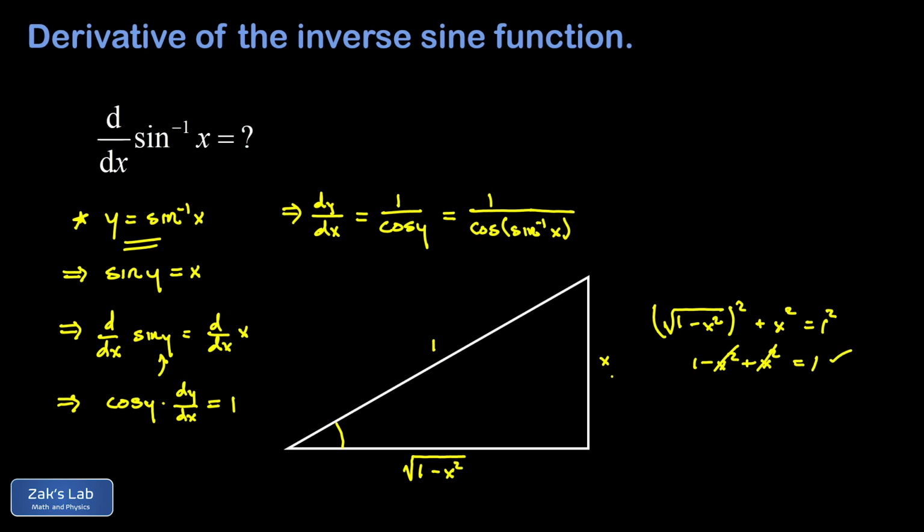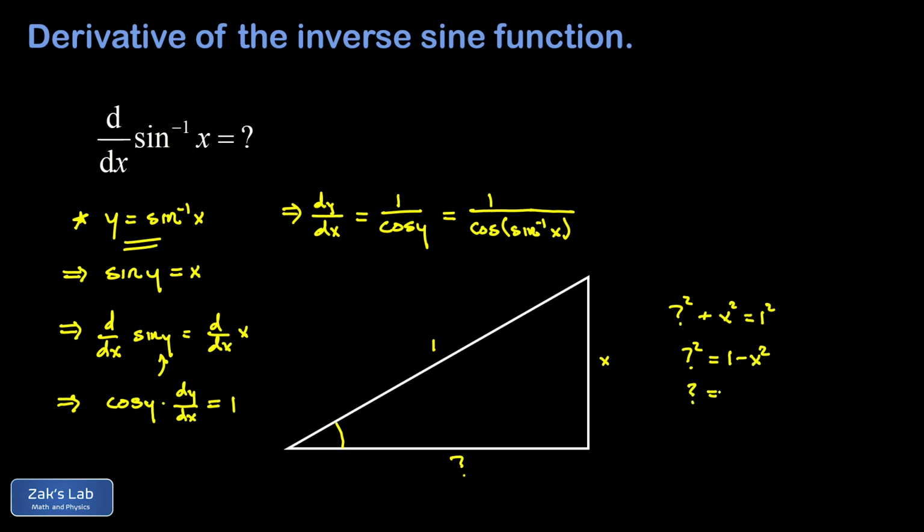Now, if you're not comfortable doing kind of a guess and check game with that, then you can always give this missing side a name, and I'm just going to call that question mark. And then we write down the Pythagorean theorem, question mark squared plus x squared is equal to 1 squared. 1 squared, of course, is just 1. So we solve for question mark squared, and that's 1 minus x squared. And then we square root both sides, and we have our question mark. Again, that's the square root of 1 minus x squared.